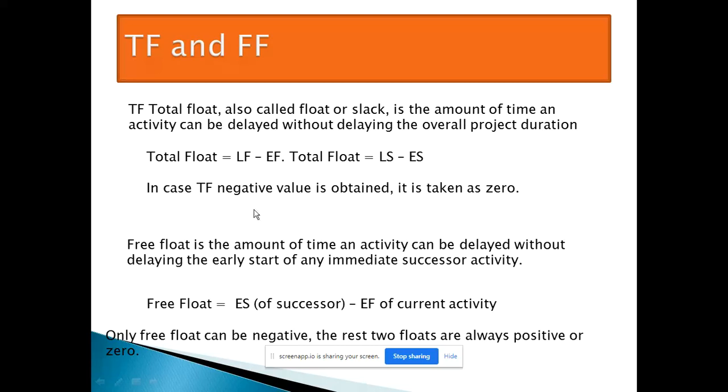In case a negative total float value is obtained, it is taken as zero. And how do you calculate free float? It is the early start of the successor minus the early finish of the current activity. The successor means the next activity after the one you want to calculate for. So free float can be negative, but if total float is found negative, you have to consider it zero.